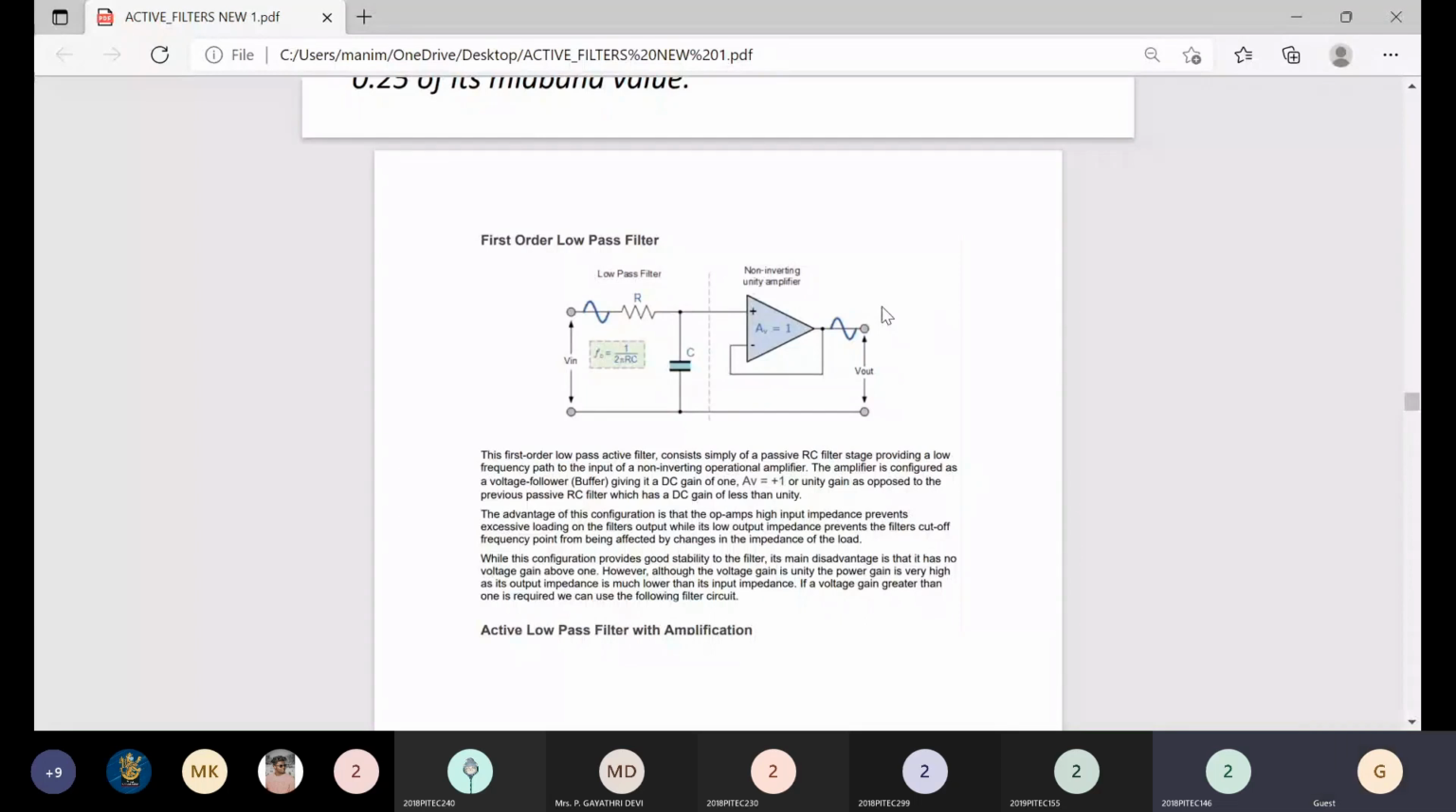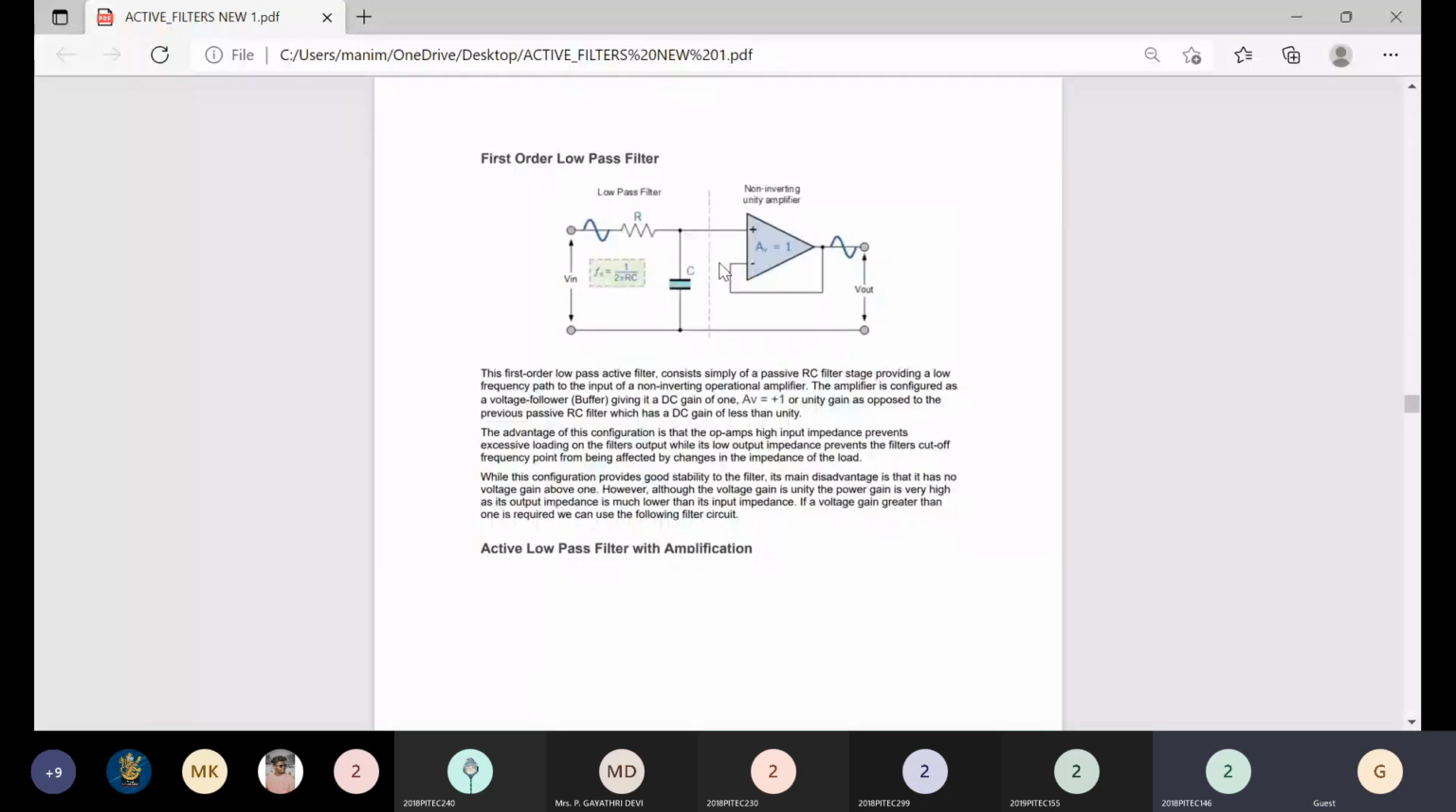In this active low pass filter, the output is fed back to the input. This is the unity non-inverting amplifier, right? So the gain is 1. In a low pass filter, the output follows the input. Here the gain is less than unity. So using the operational amplifier, we make the gain a maximum of 1, right?